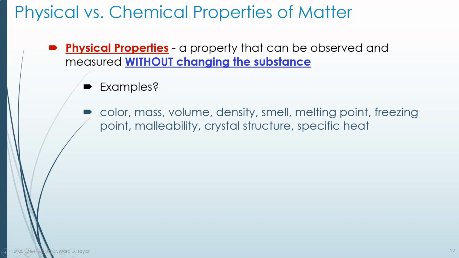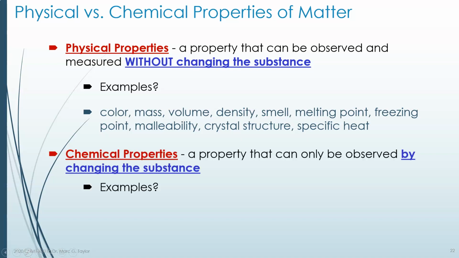Specific heat is a property that we'll talk about later at the end of this unit. And specific heat is how much heat you have to put into an object to raise the temperature up. And you can do that without actually changing the chemical. You can warm up iron without changing it from iron to something else. So that's a physical property.